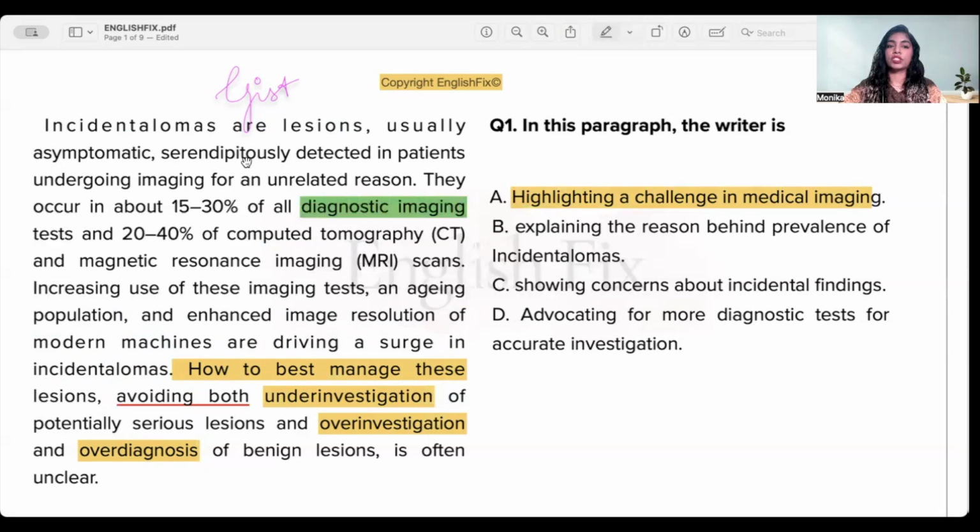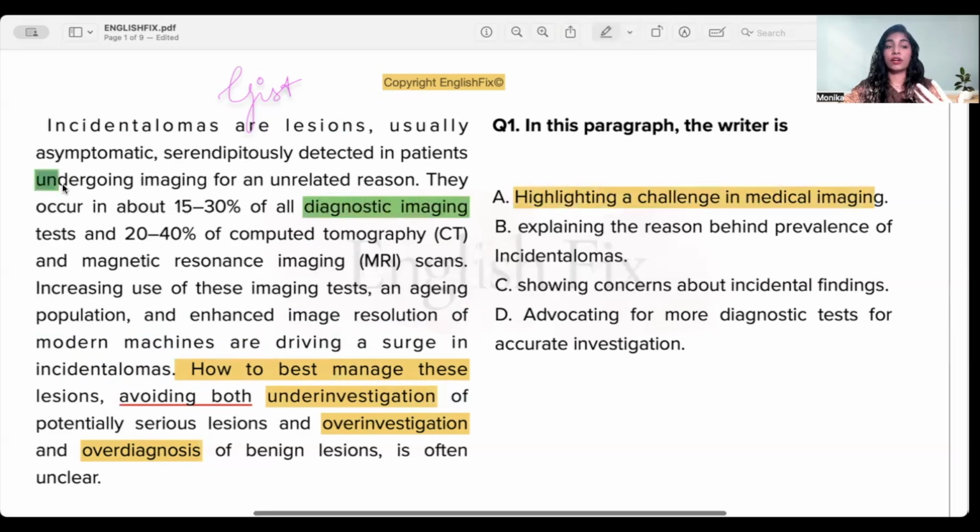All diagnostic imaging, or when they're undergoing imaging for an unrelated reason. That's basically it. A lot of the time, students would talk about how, ma'am, there's not a problem in the medical imaging, but actually there is. The problem is there in the imaging, because imaging is being used to under investigate, to over investigate, to over diagnose. That's basically the same thing. The focus is on investigation, which leads to a diagnosis. It's not on the treatment at all.